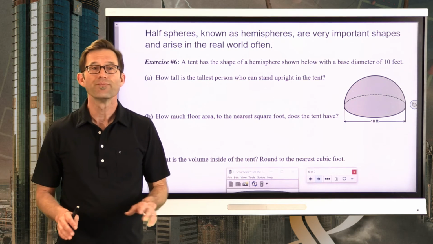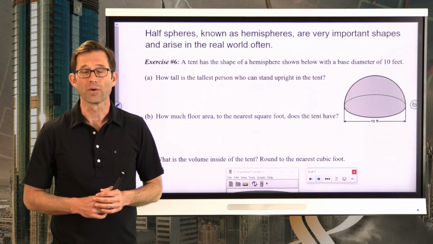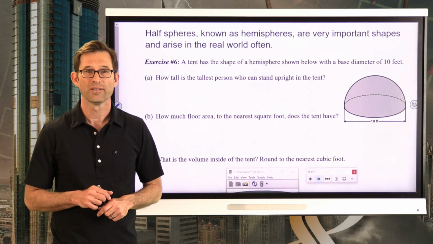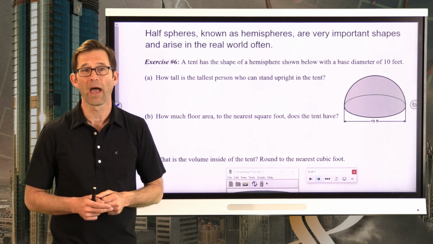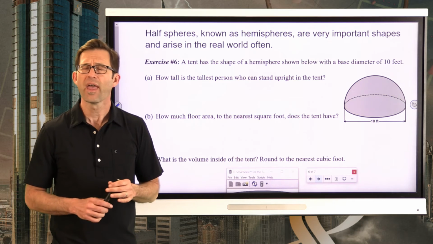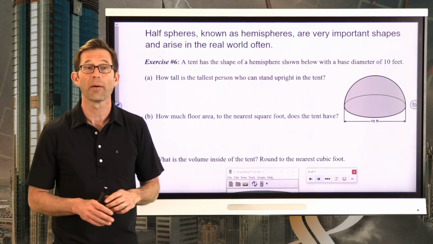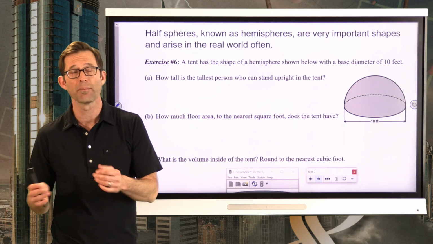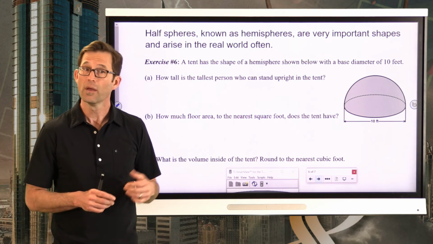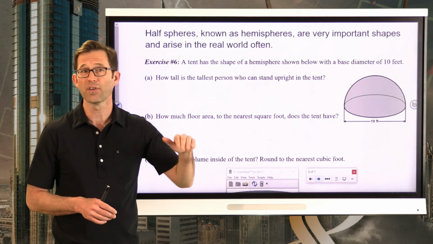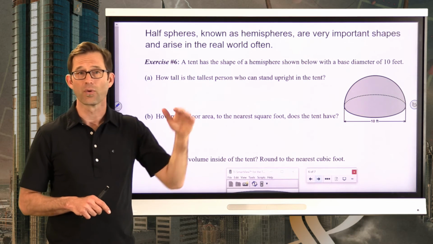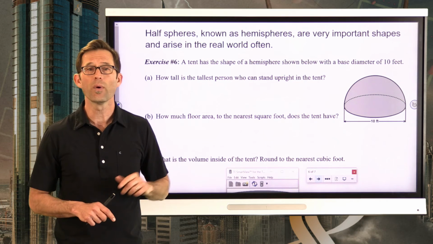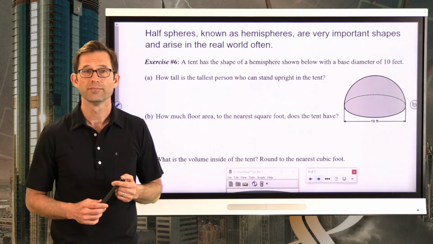All right. Now, one of the most common things to do with spheres is to take half of a sphere. Now, we call those hemispheres. It'd be nice if we just called them half spheres, but we call them hemispheres. And you've heard that term before, right? When they talk about the northern hemisphere and the southern hemisphere on the Earth, that's what they're talking about. They're saying, hey, take the Earth, cut it at its equator, and you've got the northern hemisphere or the southern hemisphere. So let's do one final problem with a hemisphere.